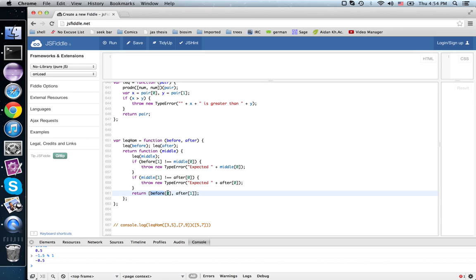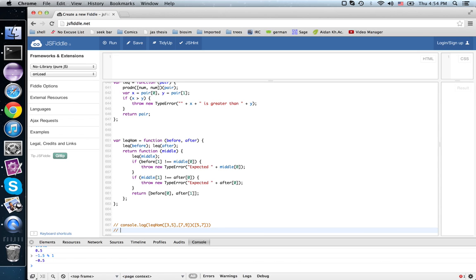Then it takes the smallest number of before and the largest number of after. Well, what does that mean? Well, this is just the transitive property of the less than or equal sign. So here, if I have 3 is less than or equal to 5, and 7 is less than or equal to 9, then I can compose these things together.